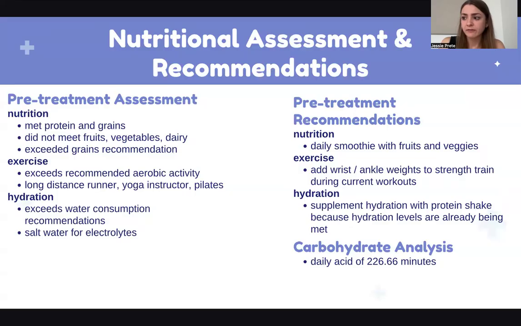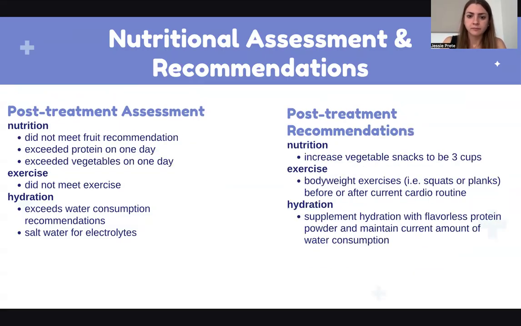The exercise greatly differed from the first diary because they didn't meet their exercise goal due to the long hours in clinic and their long lecture hours in class. They walked only instead of doing yoga, Pilates, and running, and they didn't add the ankle and wrist weights. However, the client did maintain their hydration goal, not with a supplemental protein shake, but with their current hydration routine.